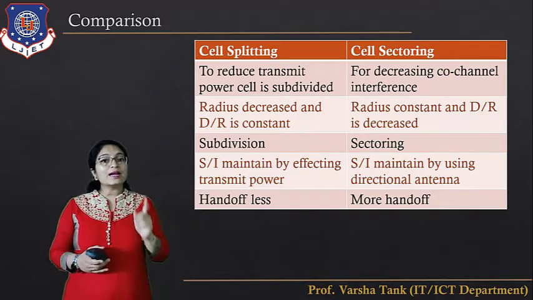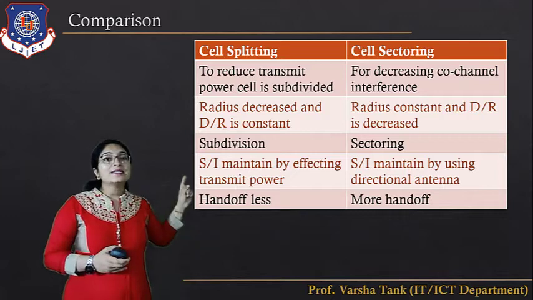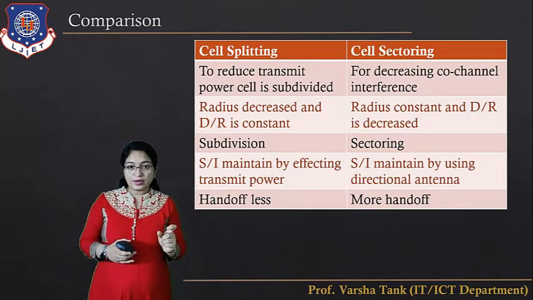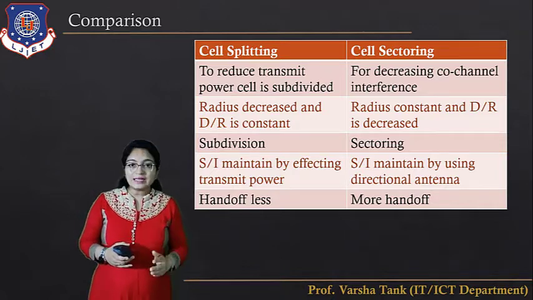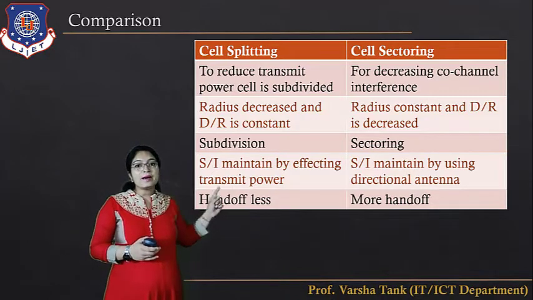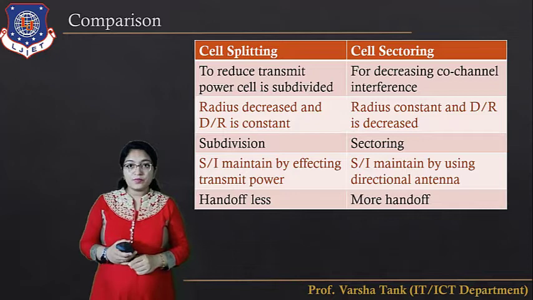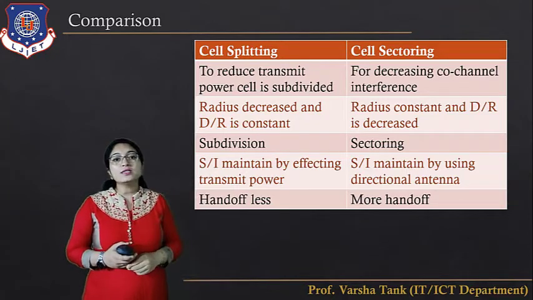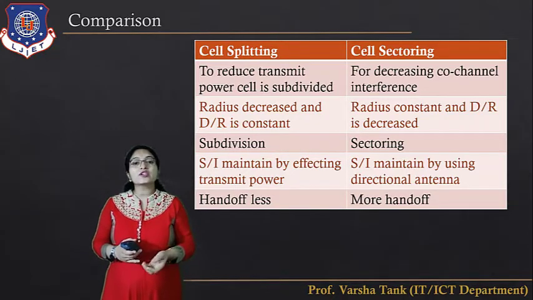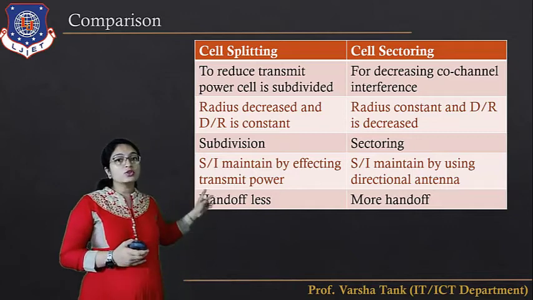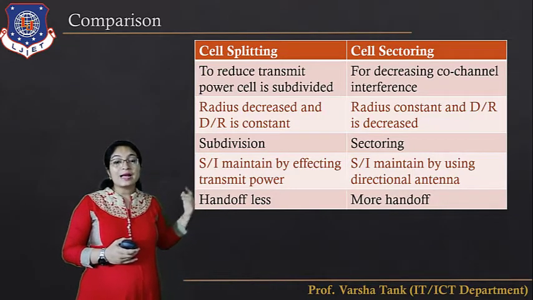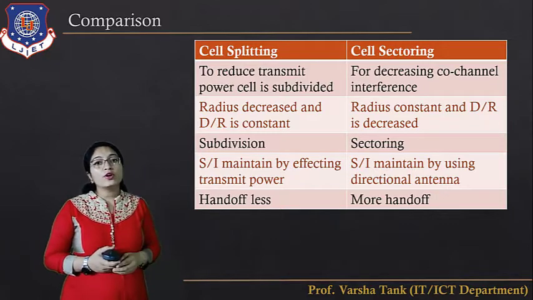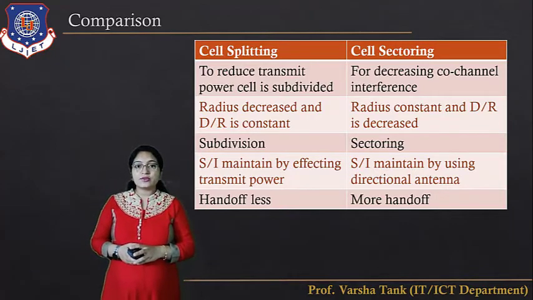Cell splitting means subdivision, and cell sectoring means we are sectoring it, whereas in cell splitting we are dividing the cell. In splitting, SIR is maintained by affecting the transmit power, and in sectoring the signal to interference ratio is maintained by using the directional antenna. So these two techniques are used. Then handoff is less in cell splitting compared to cell sectoring, and more handoffs are there in cell sectoring.